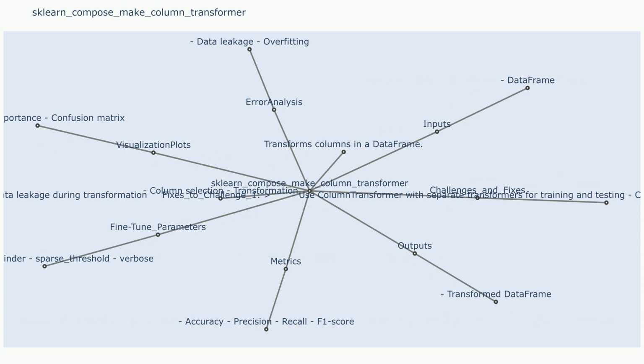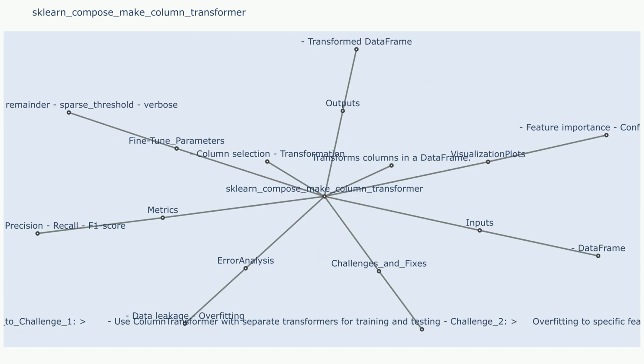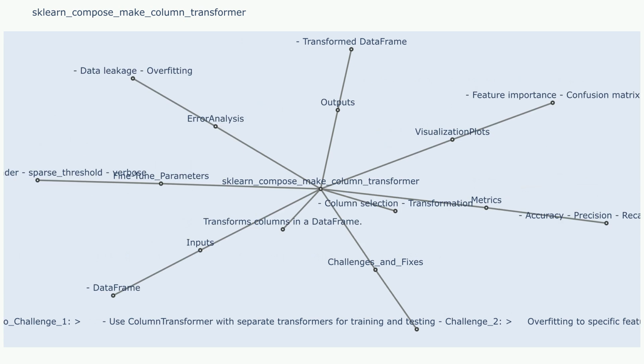Inputs. Transformers, a list of tuples, each containing transformer, the transformation object you want to apply, e.g., a standard scaler, one hot encoder. Columns, a list of column names or indices to apply the transformer to. Remainder, one of drop, passthrough, or a transformer. Sparse threshold, sparsity threshold for the output of the transformer. N jobs, the number of jobs to run in parallel for the column transformer object.